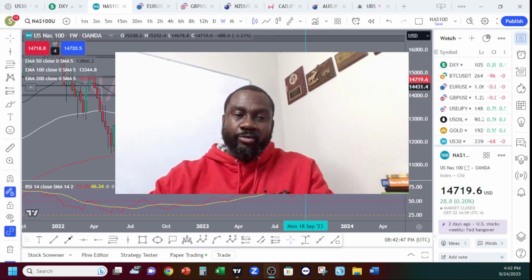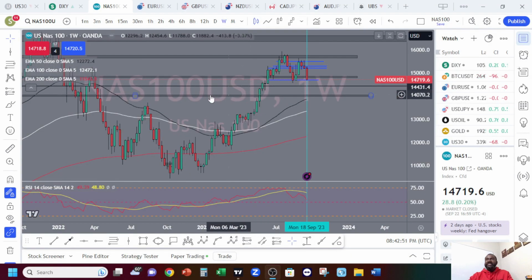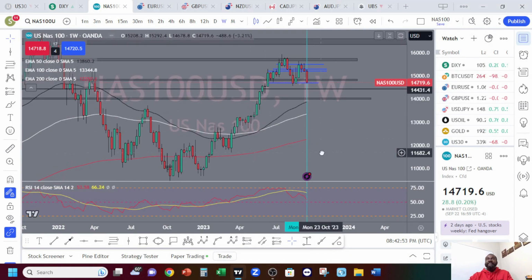A lot of people know about this. This is the tech sector. Let's take a look. This is the NASDAQ. You can see in the weekly time frame, price was consolidating here. What's going on, and now it's not moving. But when it got here, price did this.